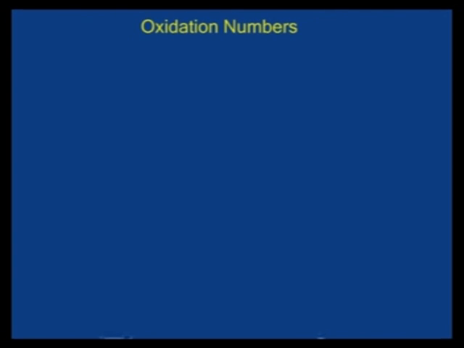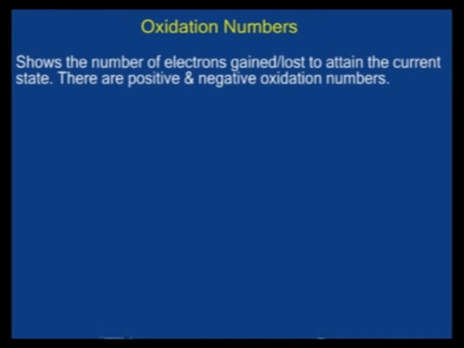Let's see oxidation number. Elements react by either gaining or losing electrons, and they therefore are said to acquire a new state. This is what is called an oxidation state or oxidation number. The oxidation number of an element shows the number of electrons gained or lost to attain its current state. However, unlike the valency, there are positive and negative oxidation numbers.